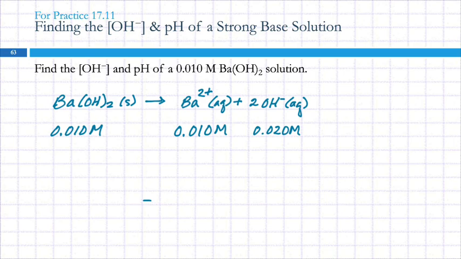Okay, so the hydroxide ion concentration then is this. We didn't really have to do much to find that. But now it's also asking us what the pH is. So there's the circle of pH.